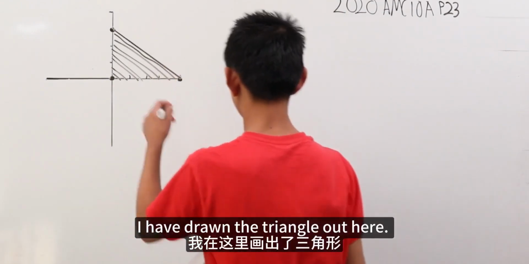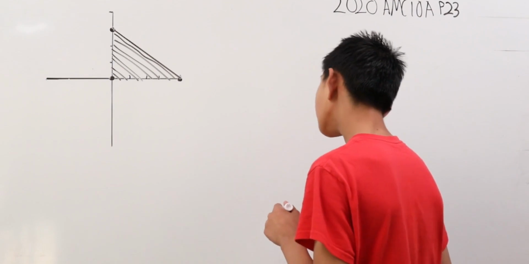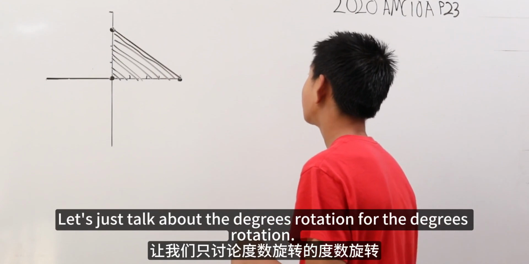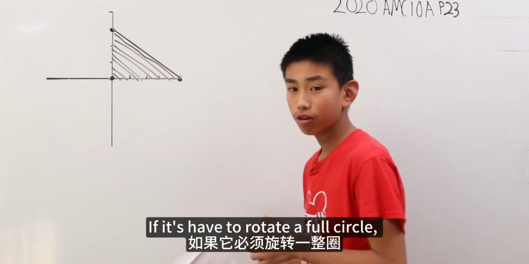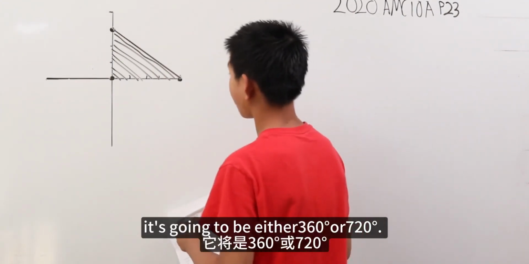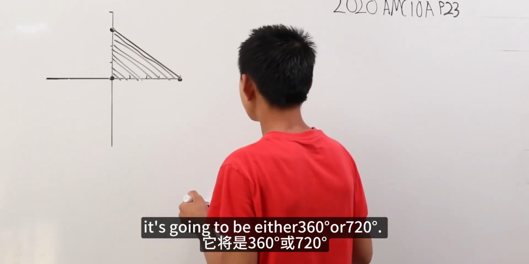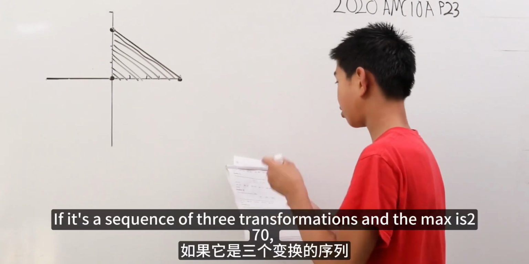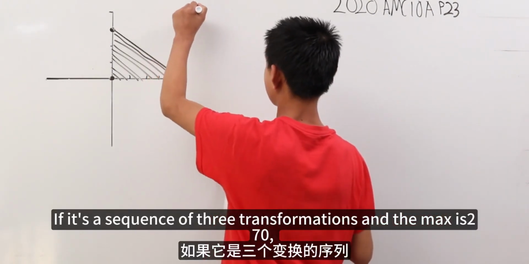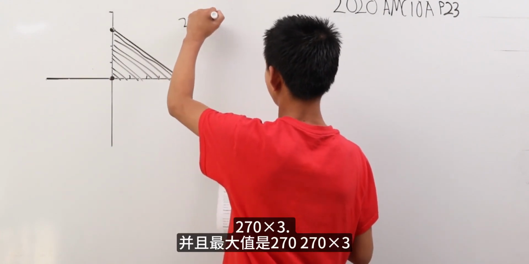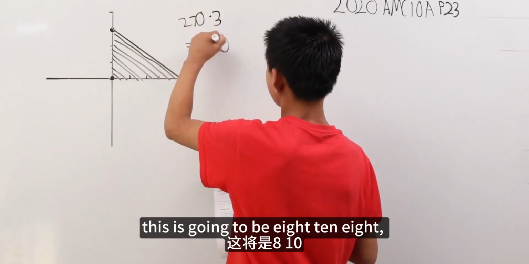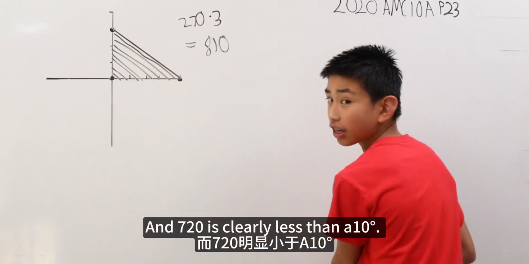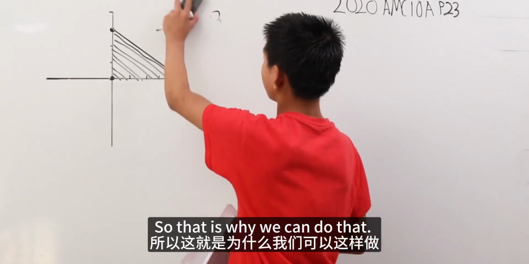So, I have drawn the triangle out here, and let's just talk about the degrees of rotation. If it has to rotate a full circle, it's going to be either 360 degrees or 720 degrees. And why does 720 degrees work? Well, if it's a sequence of 3 transformations and the max is 270, 270 times 3, since you do that 3 times, is 810 degrees moved. And 720 is clearly less than 810 degrees, so that is why we can do that.